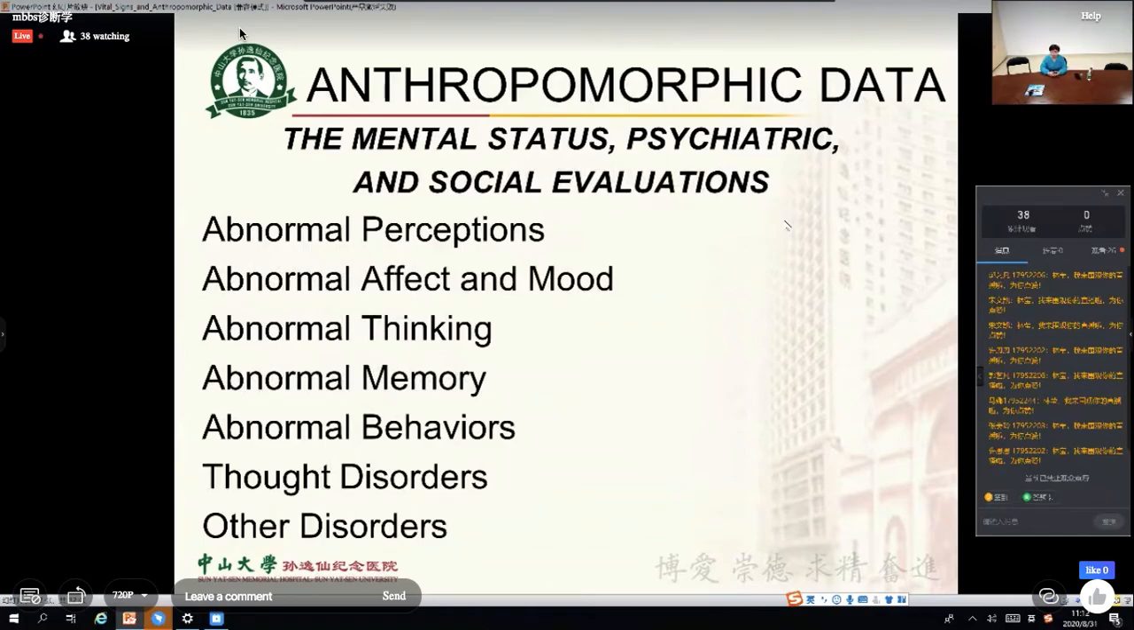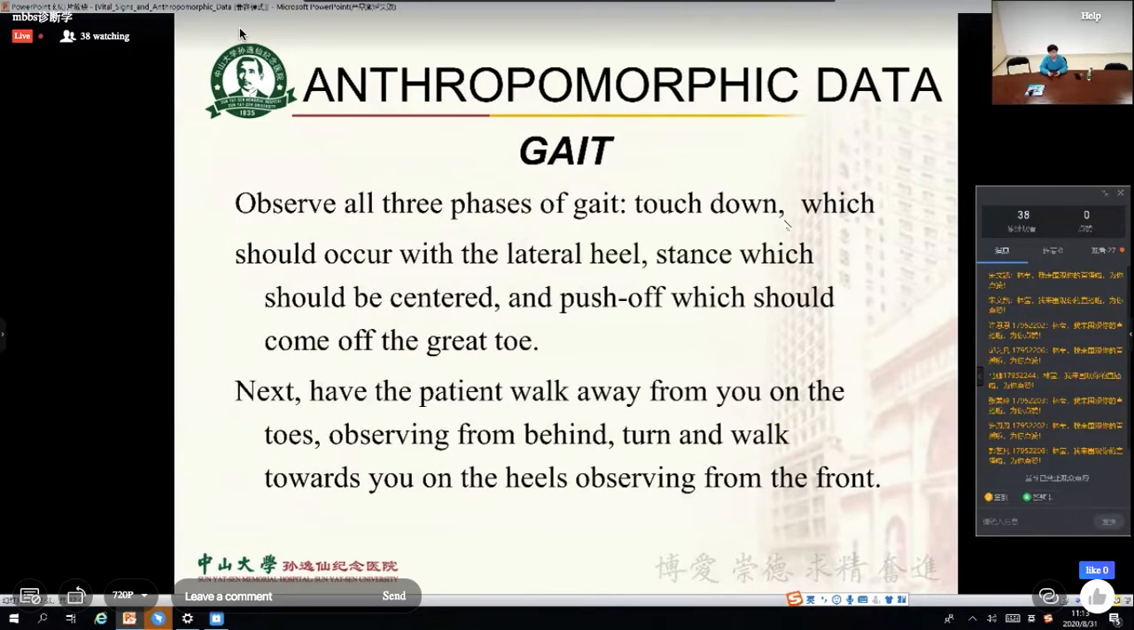Like I told you before, the mental status, the psychiatric and social evaluations are also important parts to evaluate the patient's status. We need to see if the patient has abnormal perceptions, abnormal affect and mood, thinking, abnormal memory, behaviors, or other disorders. We need to talk to the patient. During your communication with the patient, you may identify these situations. Gait. What is the gait?